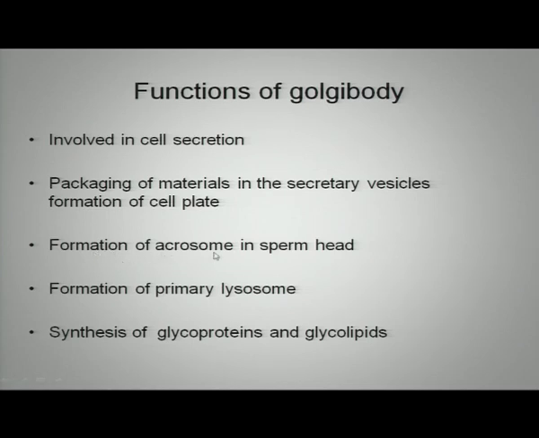Then they help in the formation of the acrosome in the sperm head region. The acrosome is present on the tip of the sperm head region, which is a modification of Golgi bodies which contains enzymes for penetrating the different layers of the ovum such as corona radiata, zona pellucida and vitelline membrane. So, it plays an important role in penetration of the sperm into the ovum by forming the acrosome of the sperm.